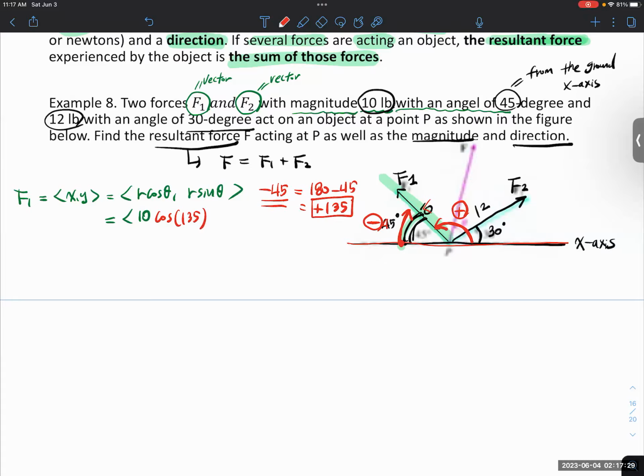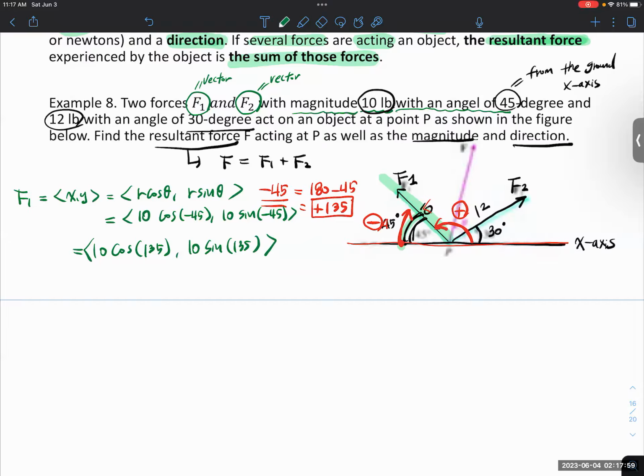So I'm going to write it one more time. You can think about this: 10 cosine negative 45, 10 sine negative 45, instead of using negative, this is the same as 10 cosine positive 135, 10 sine 135, because a positive angle is better. So that's something you need to be aware of.